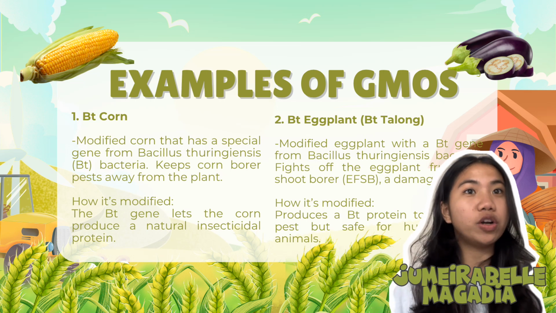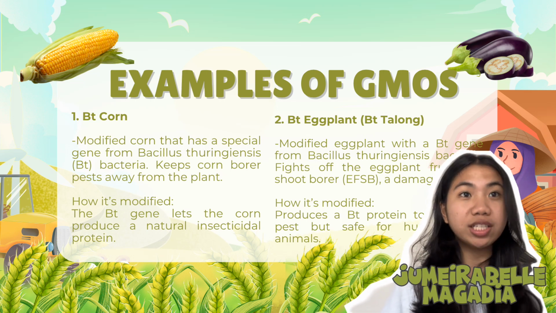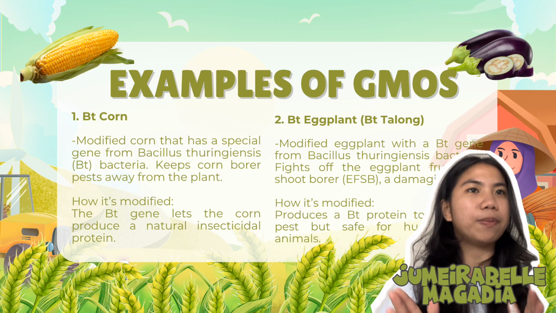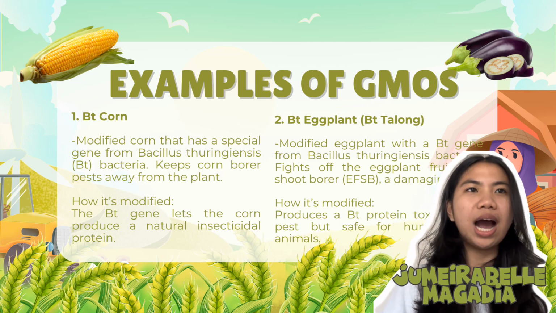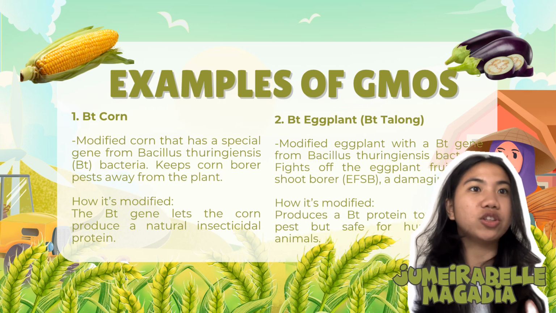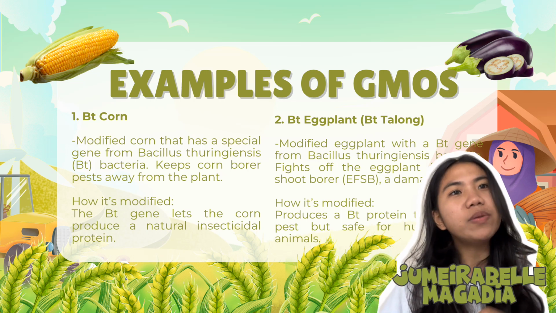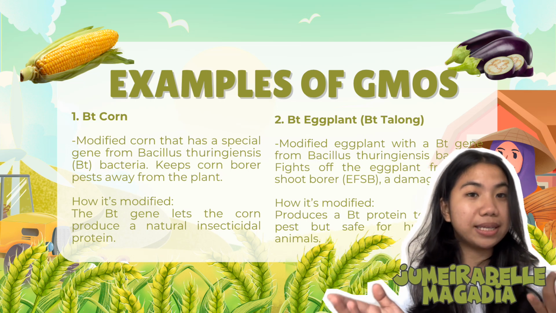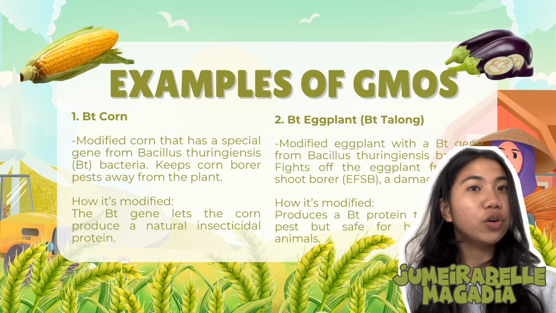Next is BT talong or BT eggplant. Katulad din siya ni BT corn dahil may BT gene mula sa Bacillus thuringiensis. Ang main purpose nito ay labanan ang eggplant fruit and shoot borer or EFSB. Ito yung pest na sumisira sa bunga at tangkay ng talong. Because of the BT gene, the plant produces a BT protein na toxic sa pest pero safe naman for humans and animals. Dahil dito, farmers use less chemical sprays, mas konti ang pest damage, at mas maganda ang quality ng mga eggplants.